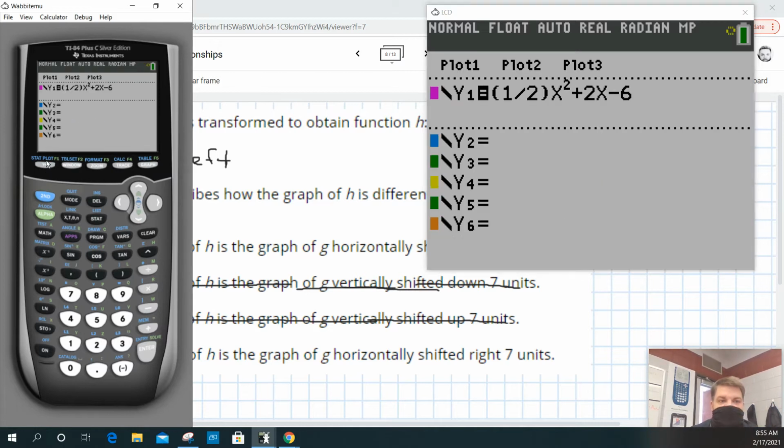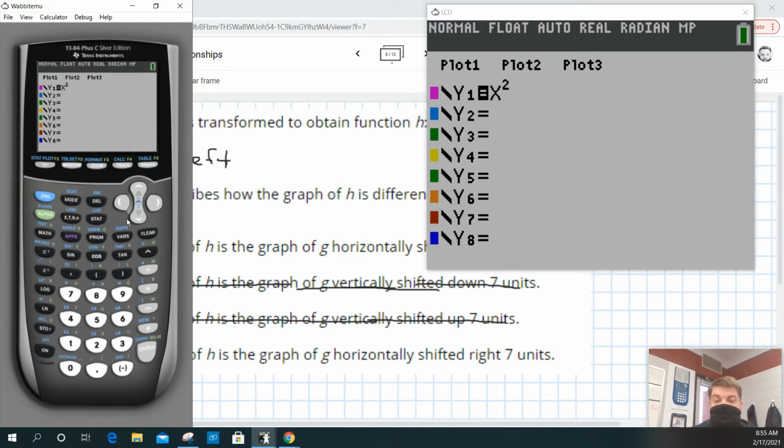So we're going to plug that in. So I'm going to hit clear. Then I'm going to plug in the parent function, which is just x squared. So I didn't show you this button, but right here, this button where it says x squared, you got to type in the x. But if I do this, it automatically squares it.